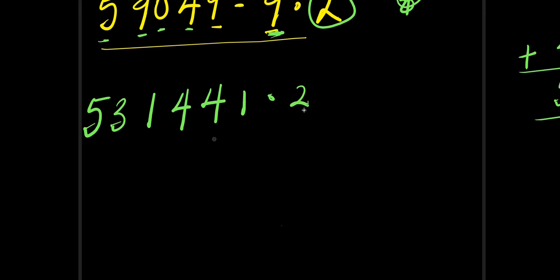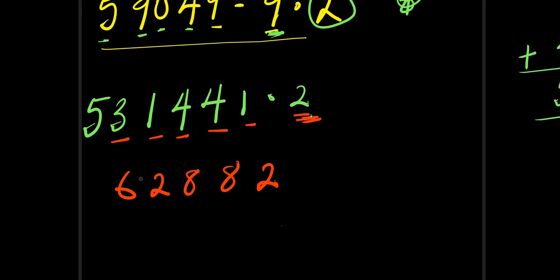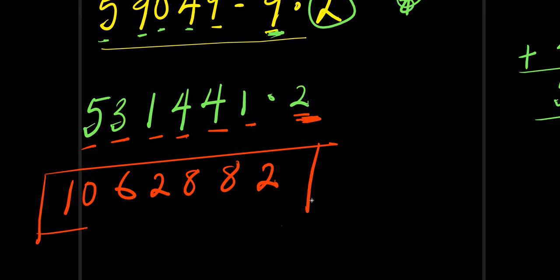We start over again. 2 times 1, we have 2. 2 times 4, we have 8. 2 times 4, we have 8. 2 times 1, we have 2. 2 times 3, we have 6. 2 times 5, we have 10. This is our final answer.